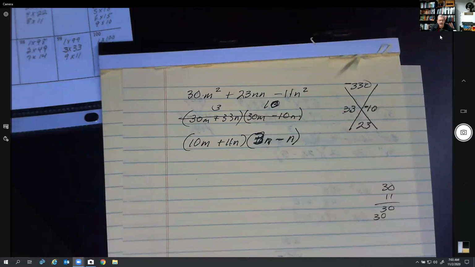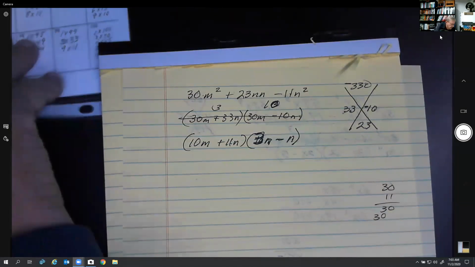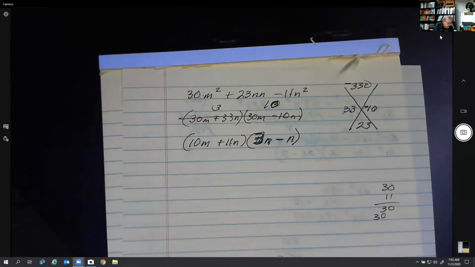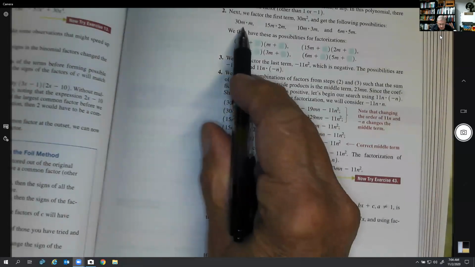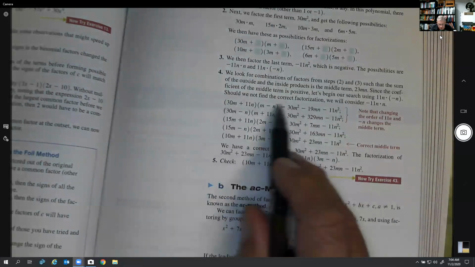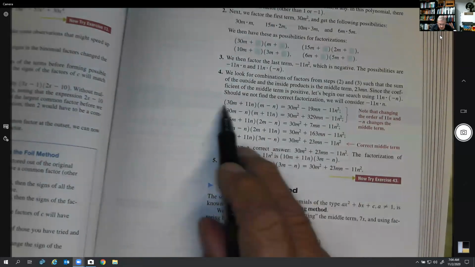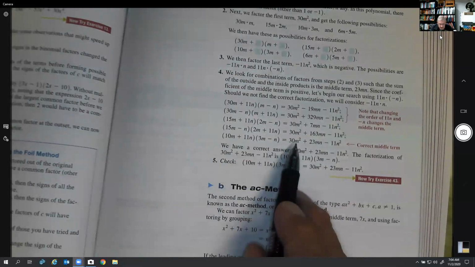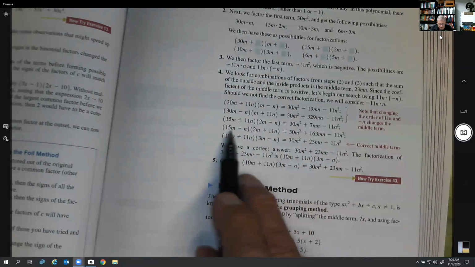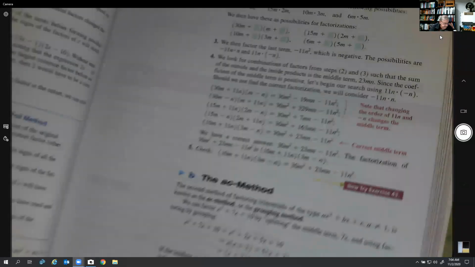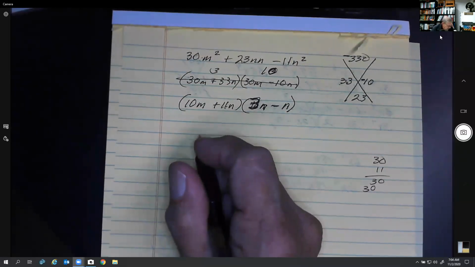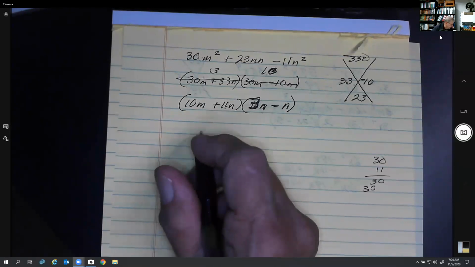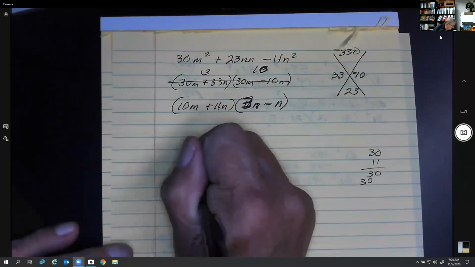And I factored it. This is a fairly difficult problem to factor, because if you were trying trials, I didn't even list all the trials. I probably would have tried 1 times 30. If it started with 30, I would have probably tried 5 times 6. You could also try 3 times 10. You probably wouldn't even try 15 times 2. It's just trying to come up with combinations. So let's try another one.